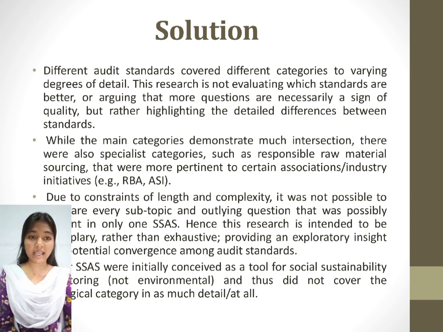Different audit standards covered different characteristics to varying degrees of detail. This research is not evaluating which standards are better or arguing that more questions are necessarily a sign of quality, but rather highlighting the details of difference between standards. While the categories demonstrate much intersection, there were also specialized categories such as responsible raw material sourcing that were more pertinent to certain associations and industry initiatives. Due to constraints of length and complexity, it was not possible to compare every subtopic and outlying question that was probably present in only one SAAS. This research is intended to be explanatory rather than exhaustive, providing an exploratory insight into potential convergence among audit standards. Next topic is validation.